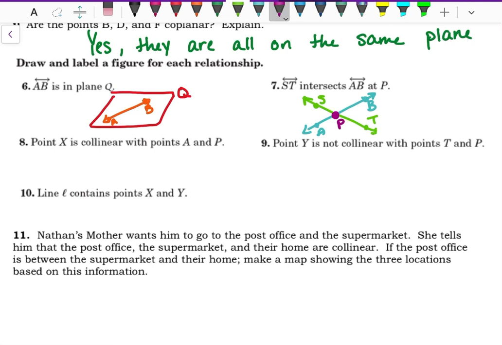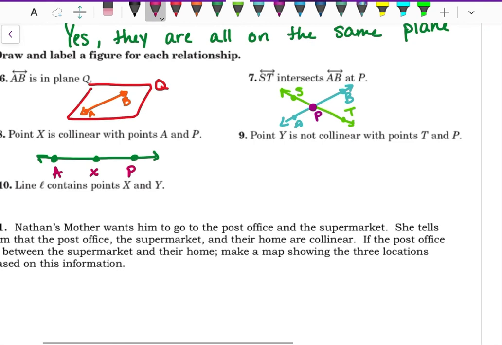Next, point X is collinear with points A and P. That means they're all on the same line. So here's my line. We'll have 3 points since they are collinear. They're all on the same line. And we have A, X, and P. And you could put those in a different order if you like, as long as they're all on the same line because they are collinear.